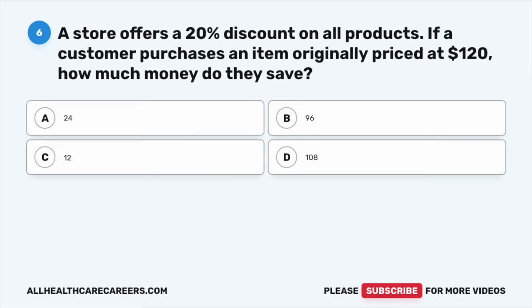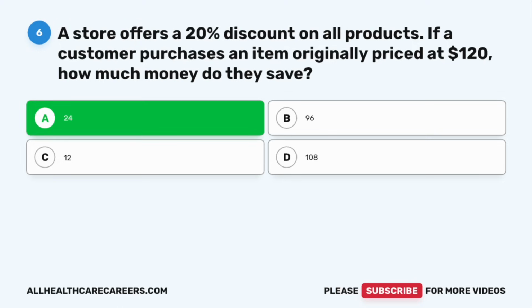A store offers a 20% discount on all products. If a customer purchases an item originally priced at $120, how much money do they save? Option A, 24. B, 96. C, 12. D, 108. The correct answer is A, 24.